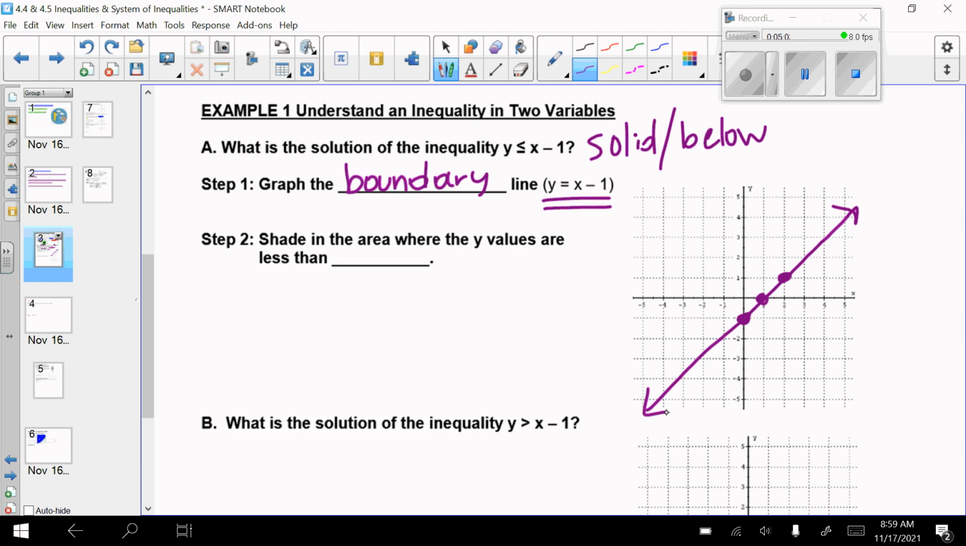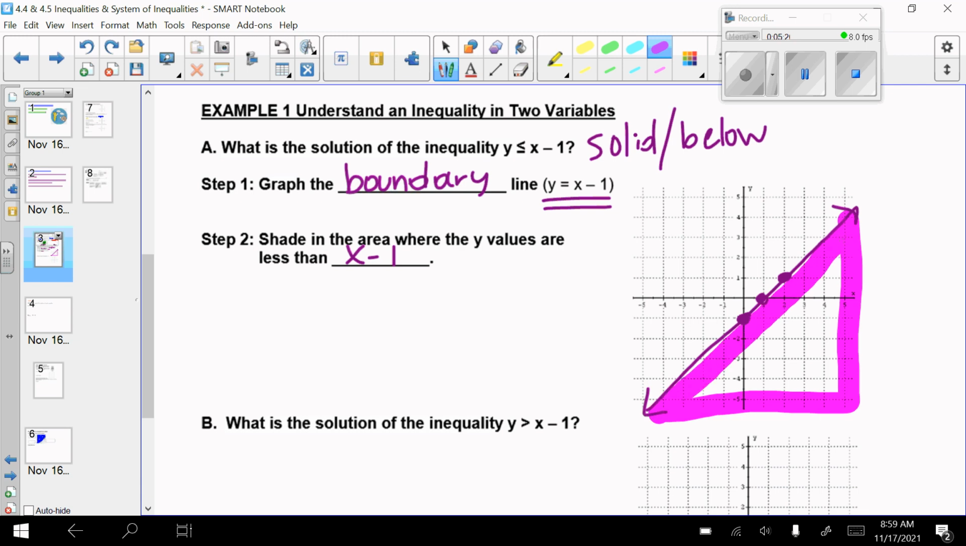So now that we graphed our line, they want us to shade in the area where the y values are less than x minus 1. So looking at the graph, you just simply look and you say, where is it less than in the graph? Where's it below? And it's all this area. So you're going to shade all of this area.